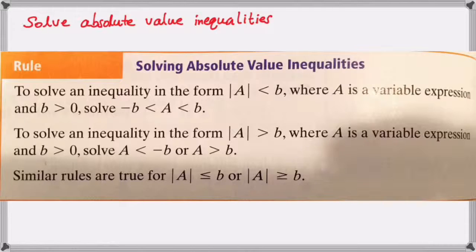When the inequality is of the form |a| greater than b, right? That's what we are talking about here, because we have an absolute value greater than 20. That's what the question is, okay? So in this case, we need to solve a greater than b and also a less than negative b. Let's go ahead and solve it.